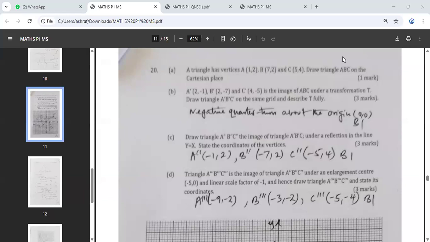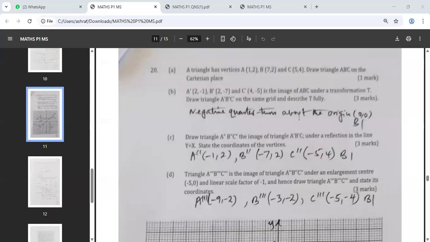So if you have a positive scale factor, then you are given the points. Okay, so we are going through enlargement. So in enlargement you should know how to get the image given the object and given the enlargement scale factor.